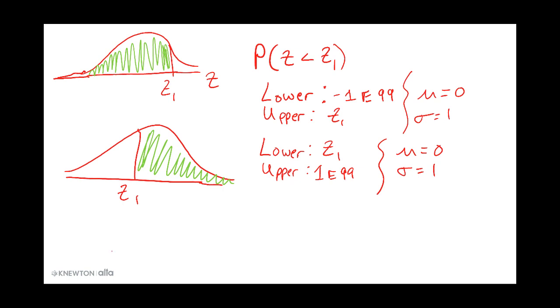All right, the third and final case I want to illustrate before I jump into some examples is what happens if we're trying to find the area or the probability that we're between two z-scores. Okay, let's put a Z1 here. Let's put a Z2 here.